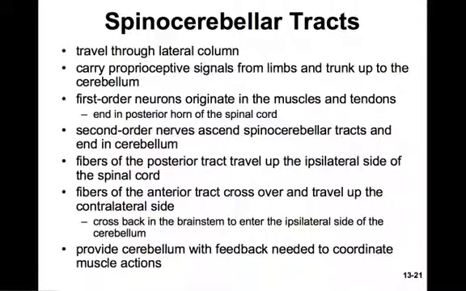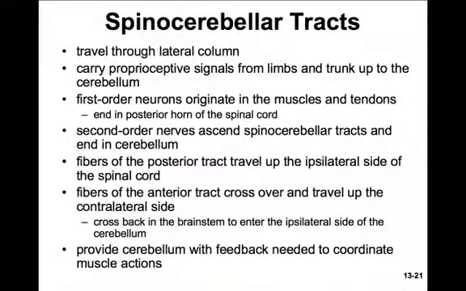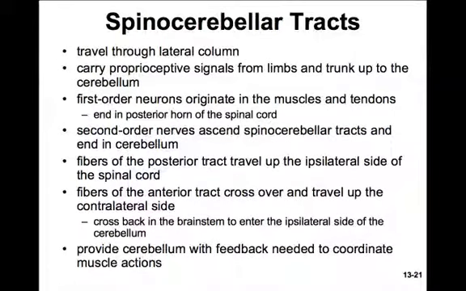Fibers of the posterior tract travel up the ipsilateral side of the spinal cord. The fibers on the anterior tract cross over and travel up the contralateral side. So some fibers travel ipsilaterally and some fibers travel contralaterally. That is, they cross back in the brainstem to enter the ipsilateral side of the cerebellum. All this information provides the cerebellum with feedback that's needed to coordinate the muscle actions.